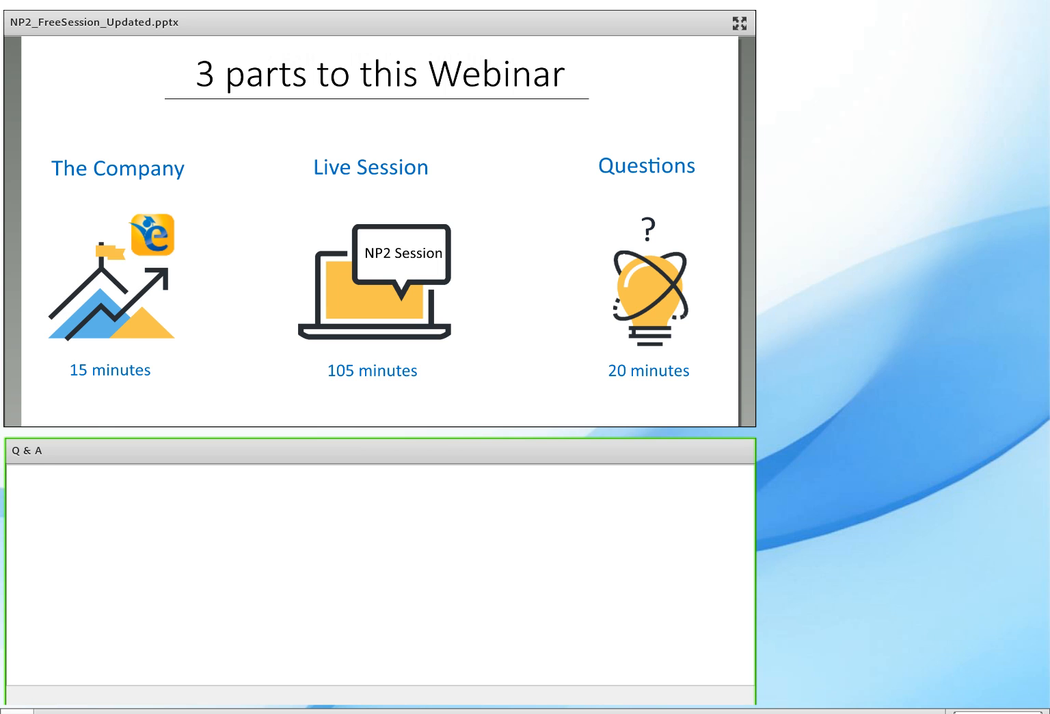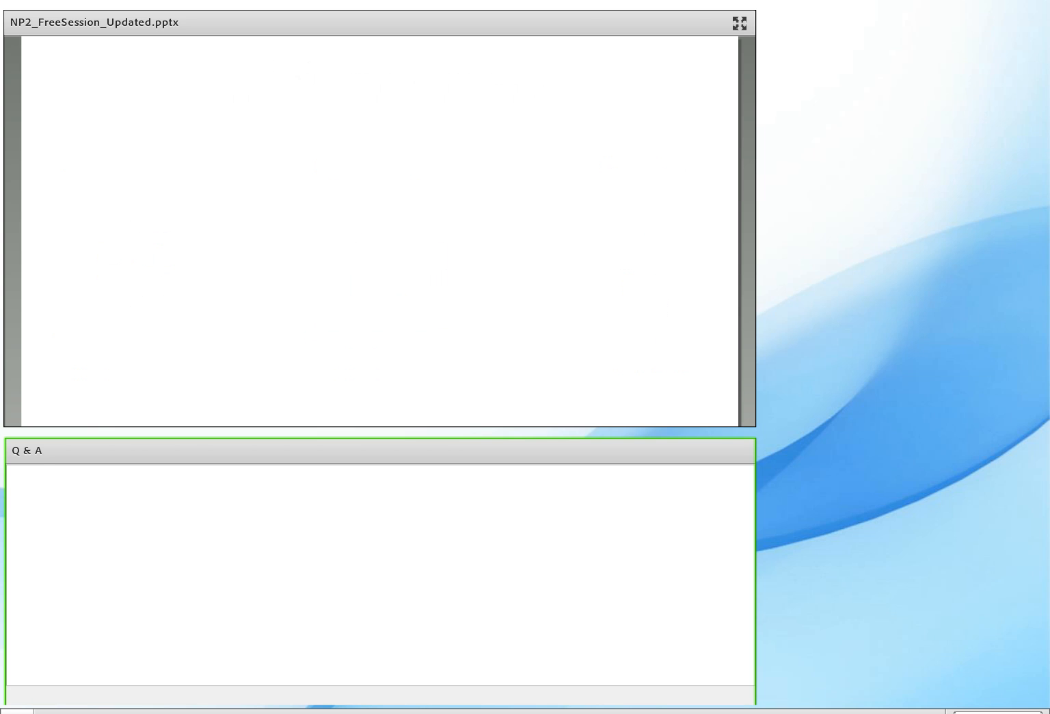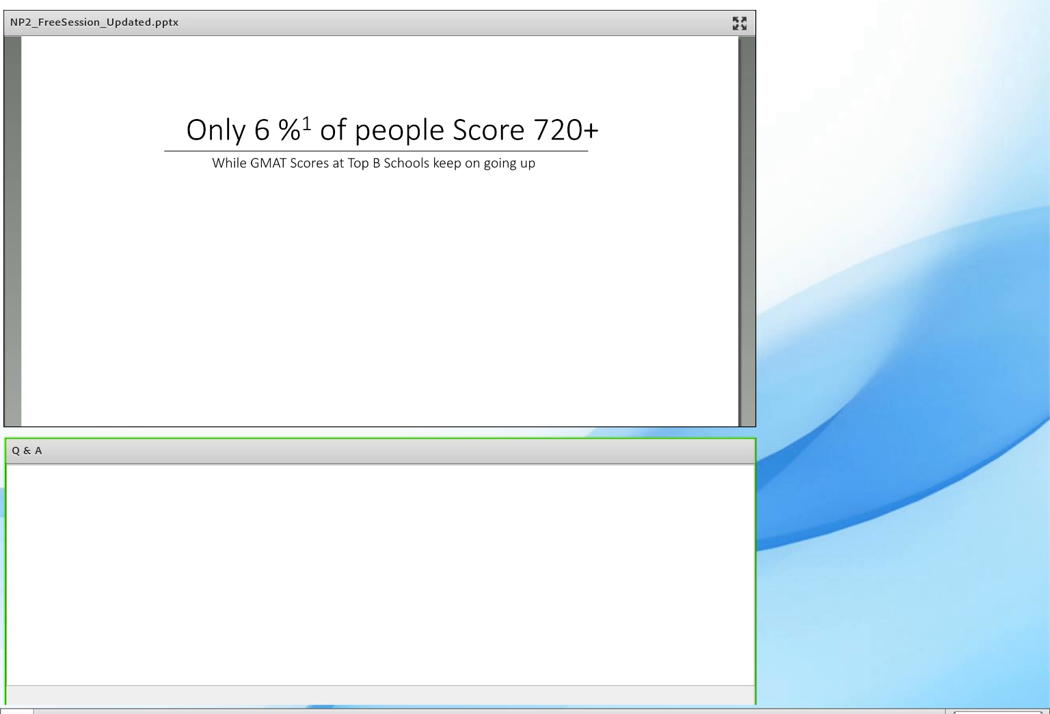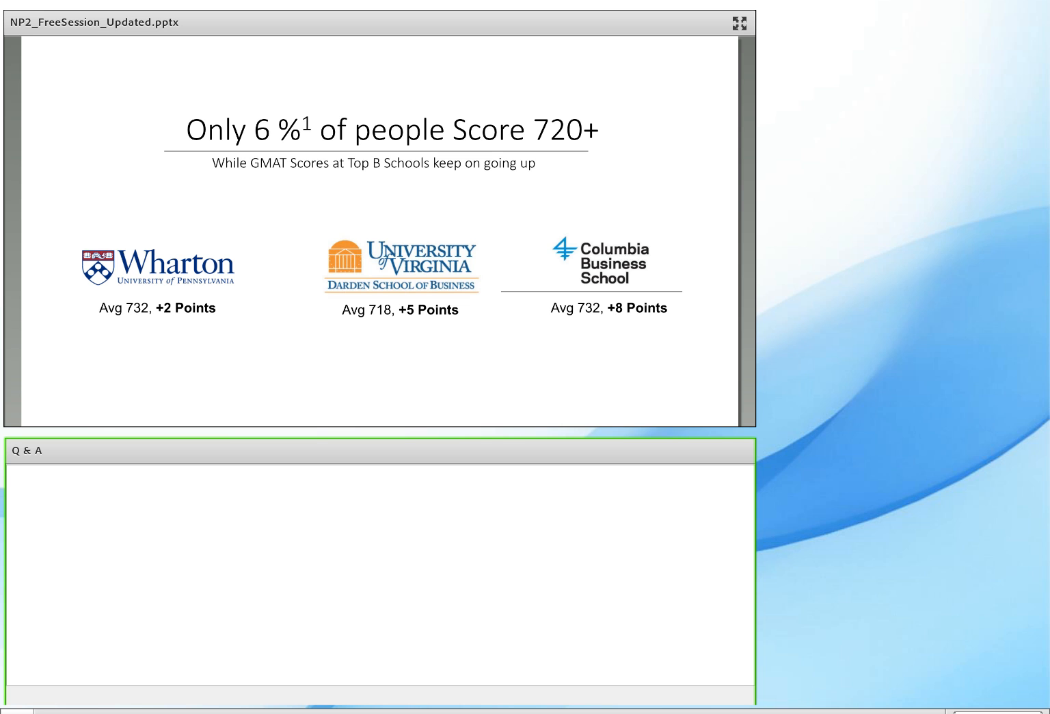So early on, I asked this question, what's your target GMAT score? And about 45% of you, give or take, said your target GMAT score is 720 or higher. While that may be the case, statistically, only 6% of the people get to those scores. And this is despite the fact that median scores at top B schools continue to go up. In fact, over the last 5 years, which is the time span 2014 to 2019, median scores for 23 out of top 20 or top 25 B schools have gone up significantly.